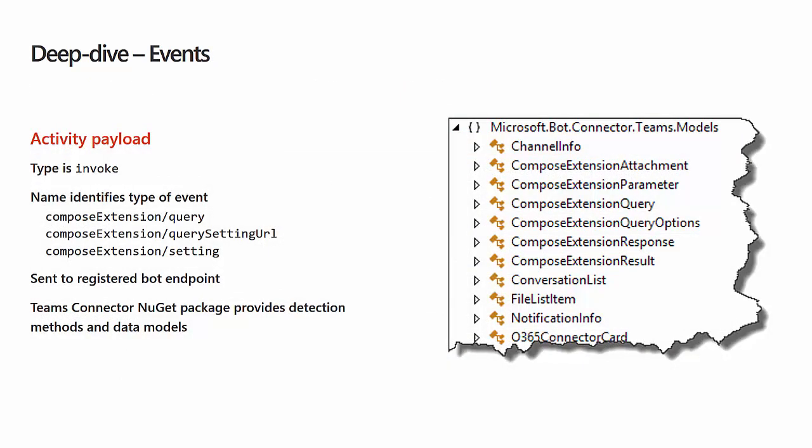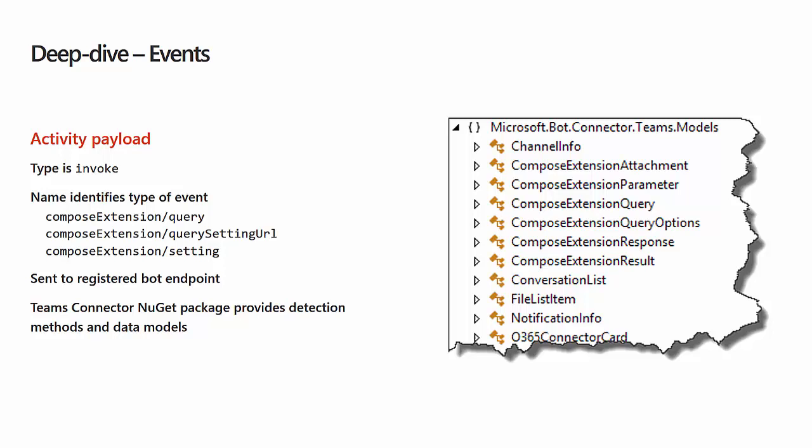When the compose extension is invoked and submitted, an activity is posted to your bot framework method. We've seen activity types of message. Now we have a new activity type called invoke. An activity type of invoke means that it's a compose extension. And then the activity name is going to have three different variables: it's either query, a query setting URL, or actually doing a setting.